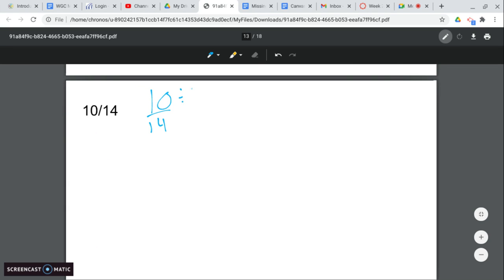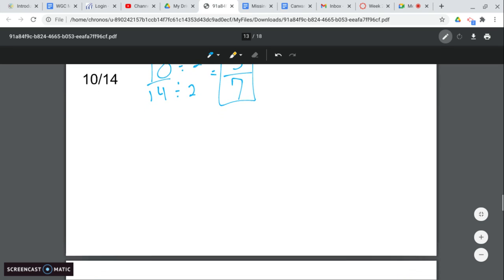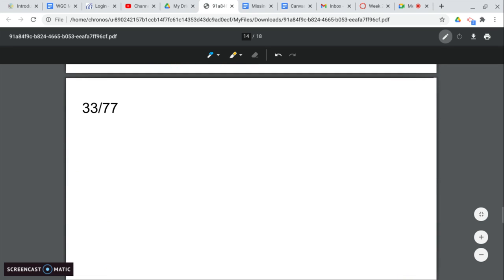All right, here we have 10/14. They're both even, so we can divide by 2. 10 divided by 2 is 5, and 14 divided by 2 is 7. There's our simplest form. We can't take it any further. Some of these are going to be real easy, where we just divide once. Others, we may have to divide more than once to figure out the simplest form if we don't recognize that common factor right off the bat.